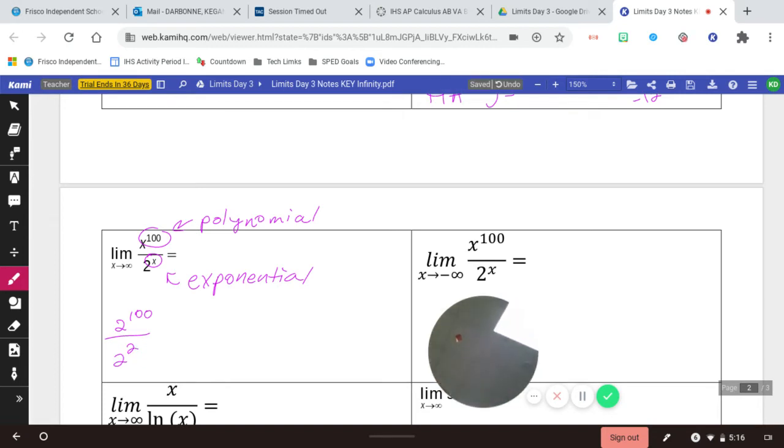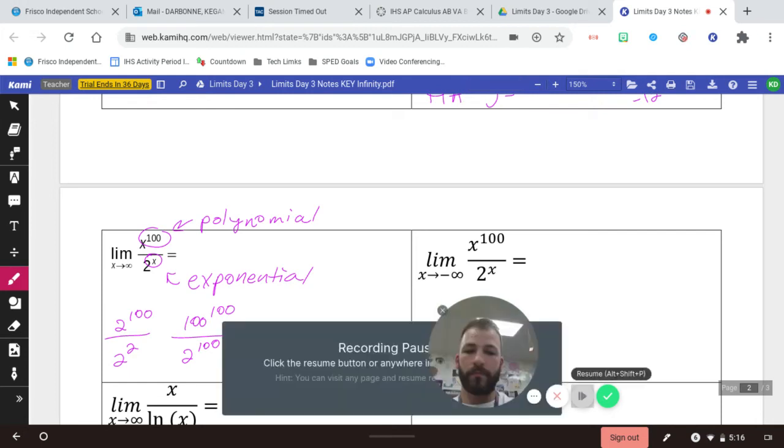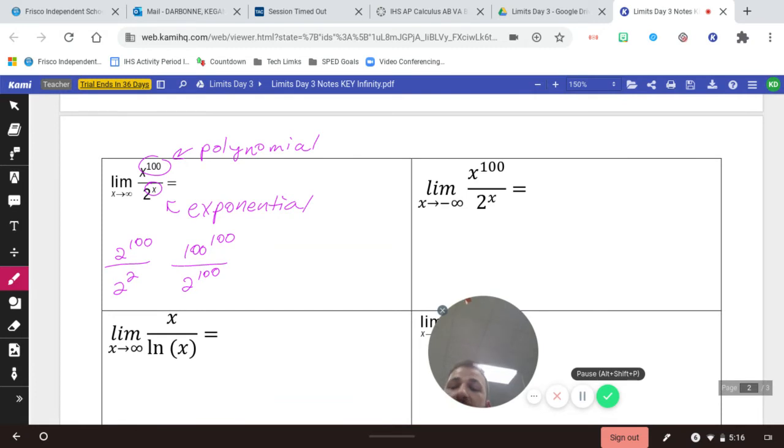But then 100 to the 100 over 2 to the 100. Well, now 2 to the 100 is not that far off. And if I keep going, let's say 1,000 to the 100 over 2 to the 1,000. Yeah, I'm multiplying 1,000 by 1,000 100 times, but I'm multiplying 2 by 2 1,000 times. So that one's actually going to be bigger.